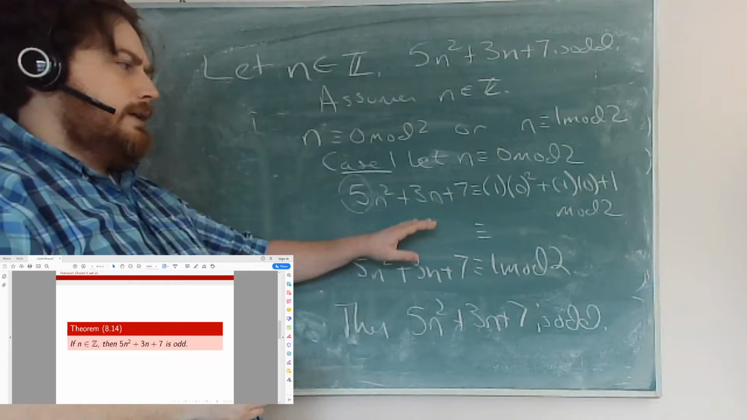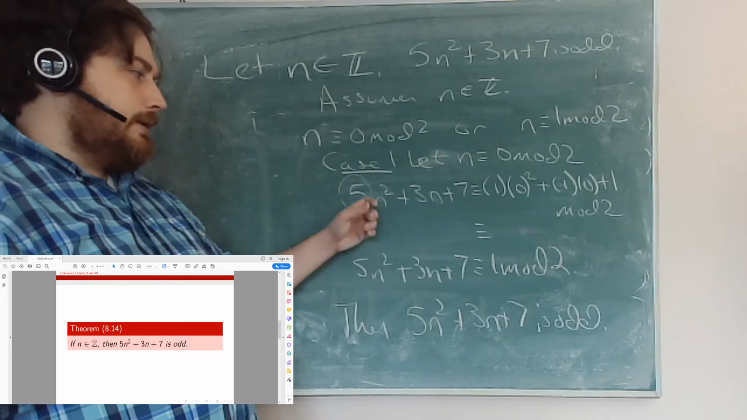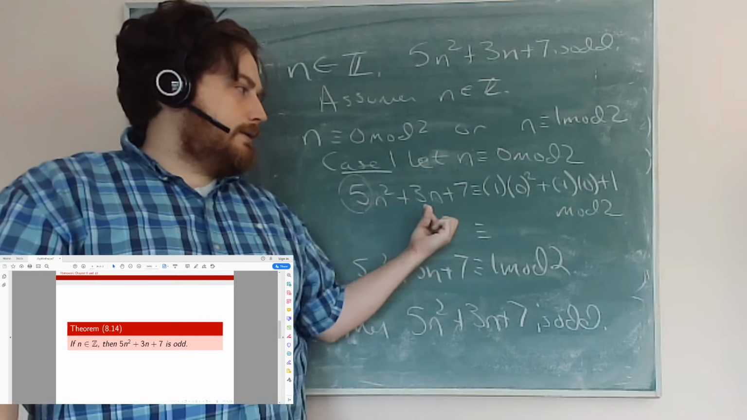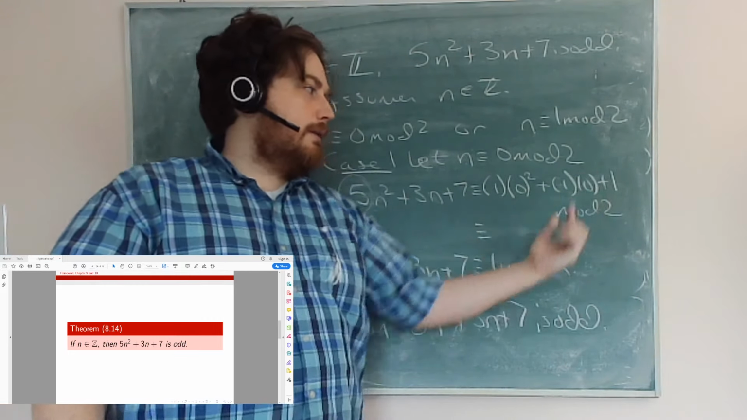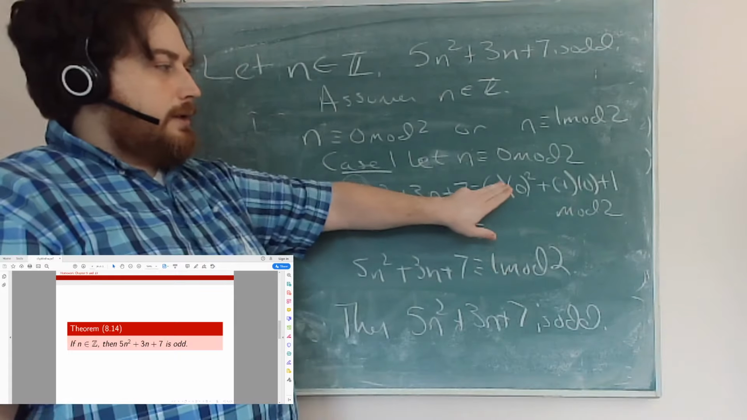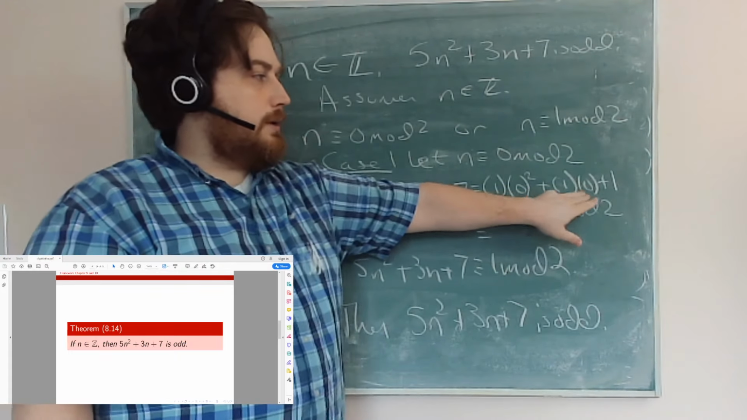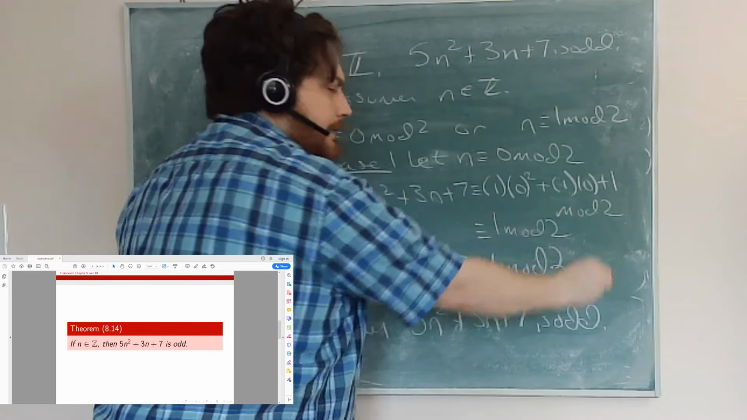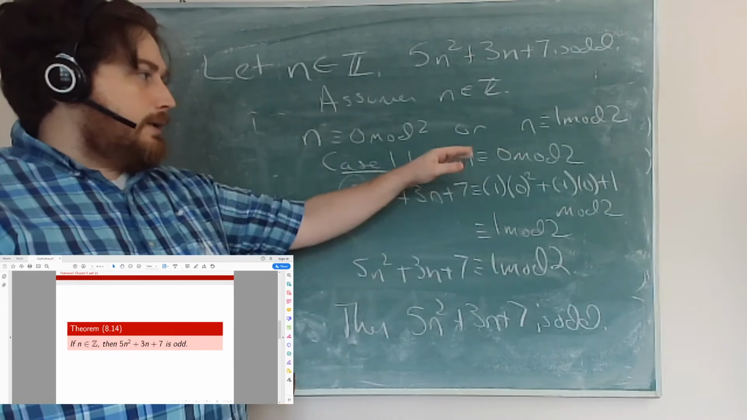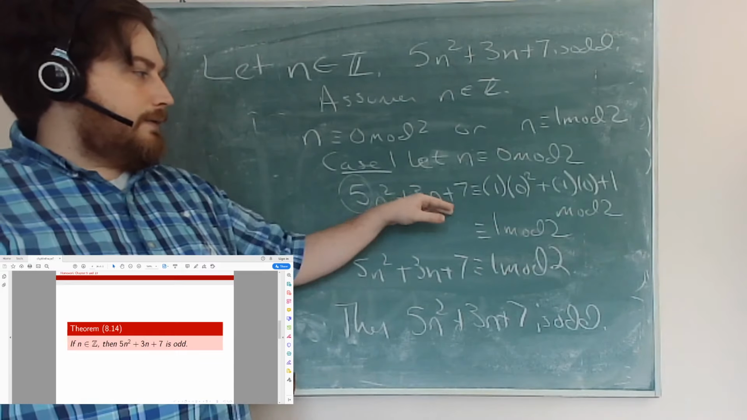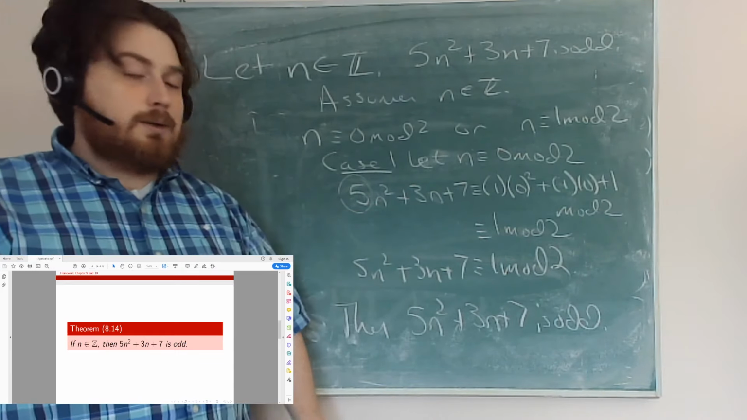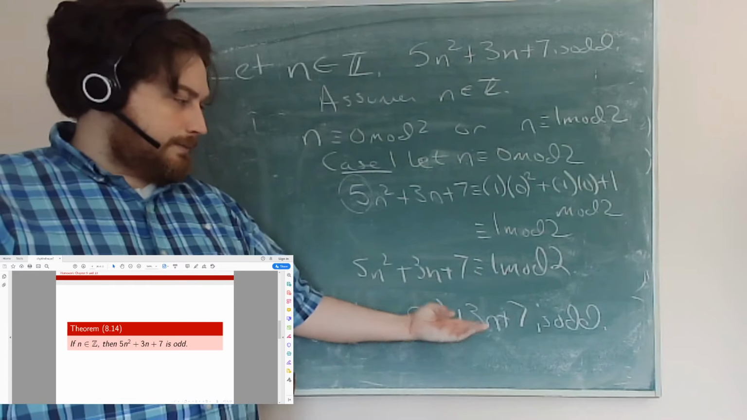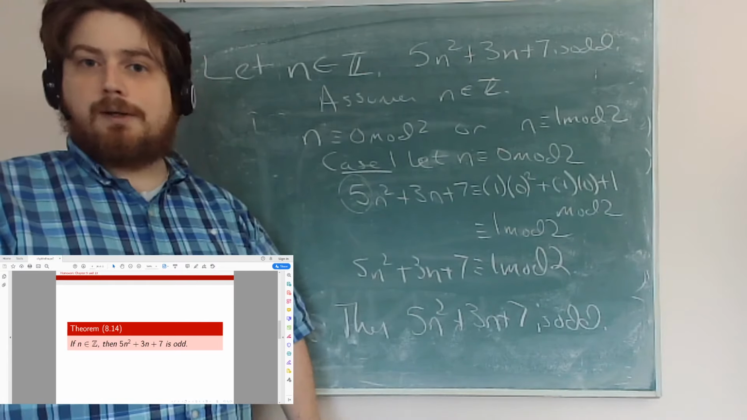So the nice thing here is I don't have to do a lot of algebra. I just have to substitute in what each one is mod 2. 5 is 1, n is 0, 3 is 1, n is 0, 7 is 1. Now if I calculate this, I get 1 times 0 plus 1 times 0 plus 1, which is just 1 mod 2. So in this case, I got that 5n squared plus 3n plus 7 was congruent to 1 mod 2. And then we're done. So we have case 1 proven.